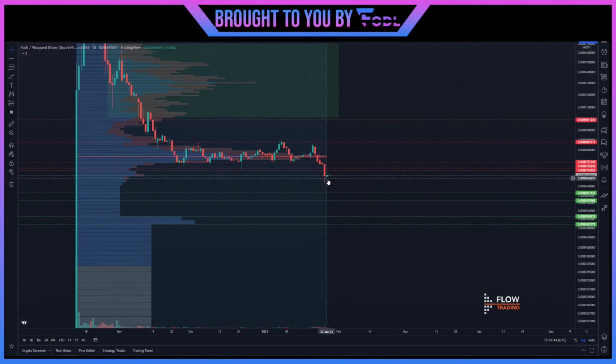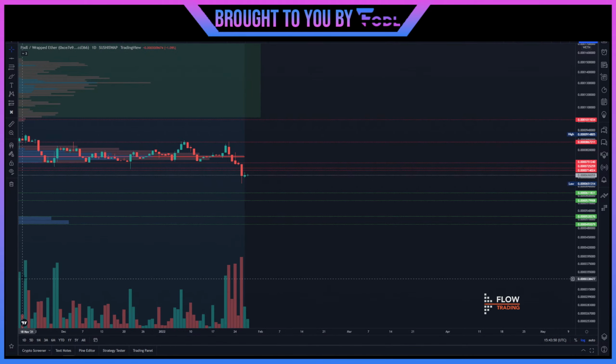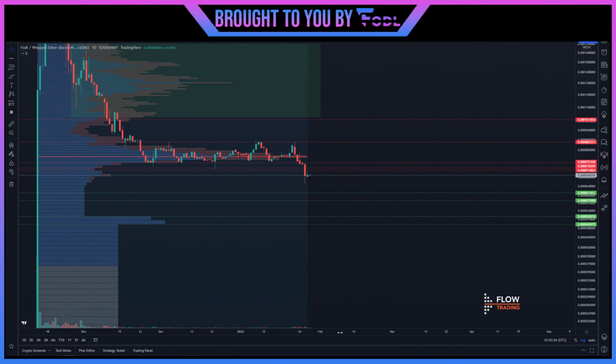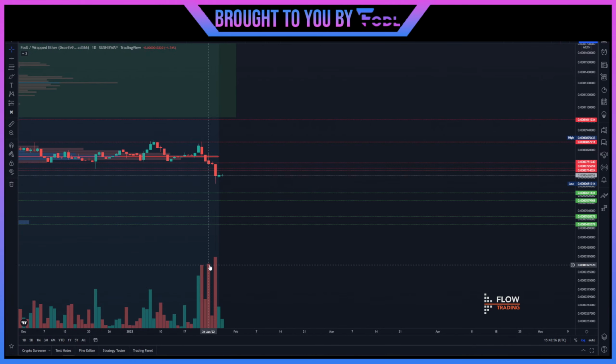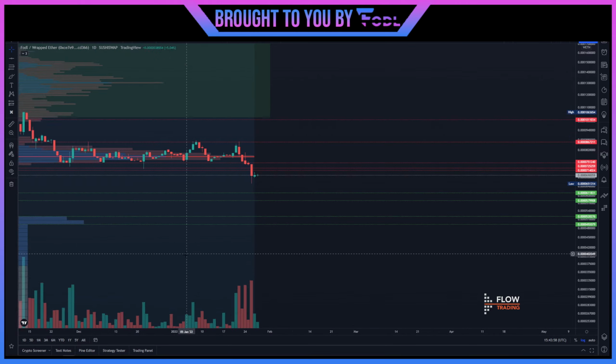So we've had a little bit of a drop here. We fell out of the point of control area. You can see that there was clear accumulation at these levels. You can see here nice big green candles, but I don't know what happened here. There's very sustained selling here, significant selling at these levels.